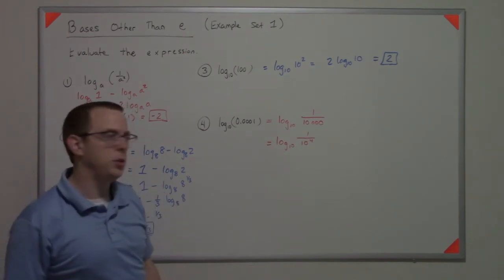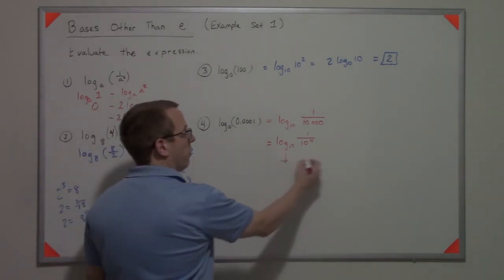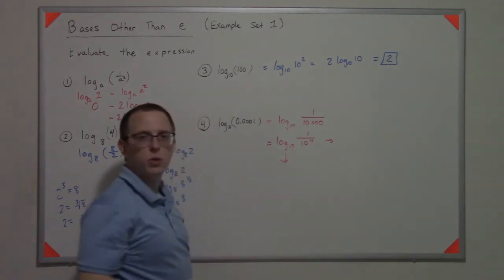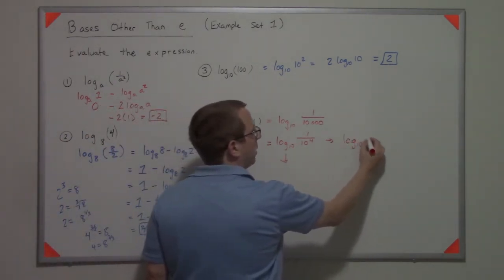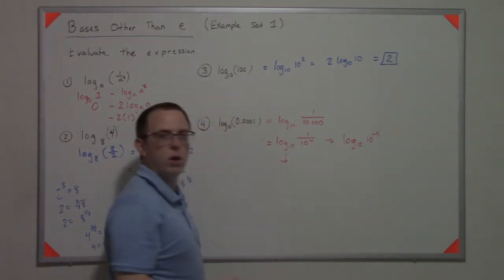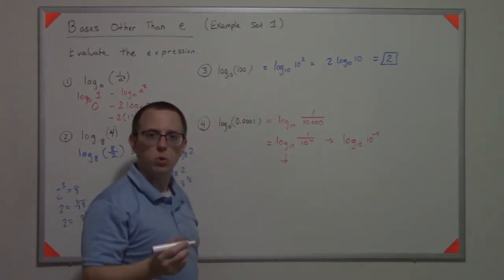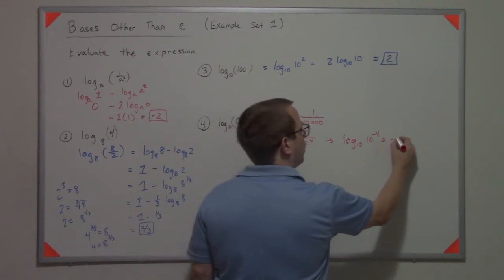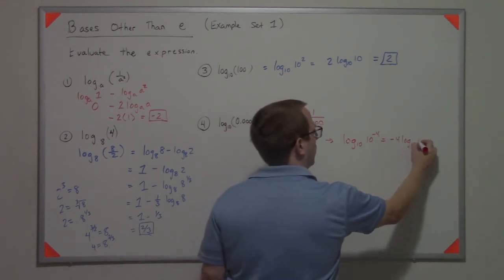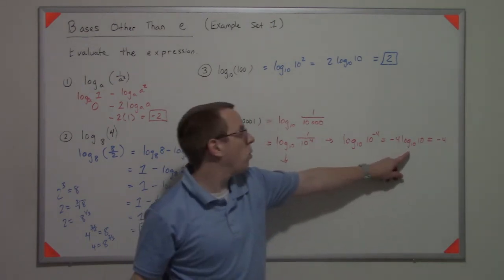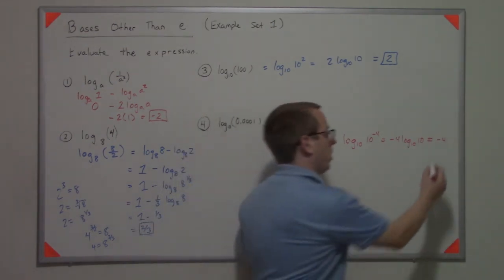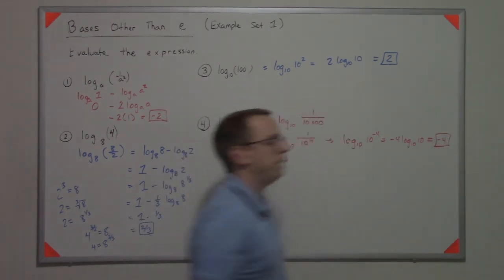So there are two ways to do this. Let's branch them out. The first one is to rewrite this with a negative power. We could say log base 10 of 10 to the negative 4. Then we could use the power rule to bring negative 4 to the front. The answer is -4 because the base and the argument agree. So that's one way to do it.